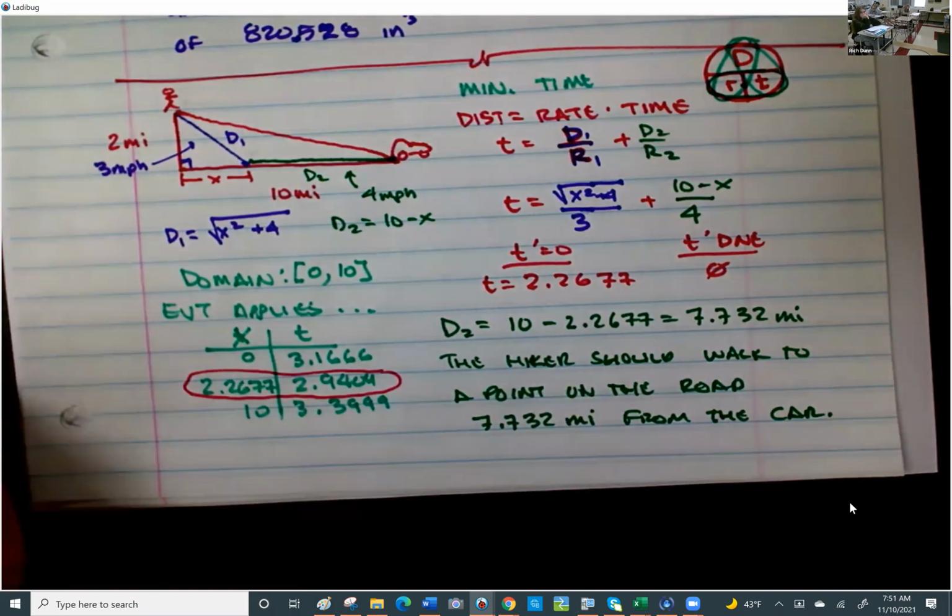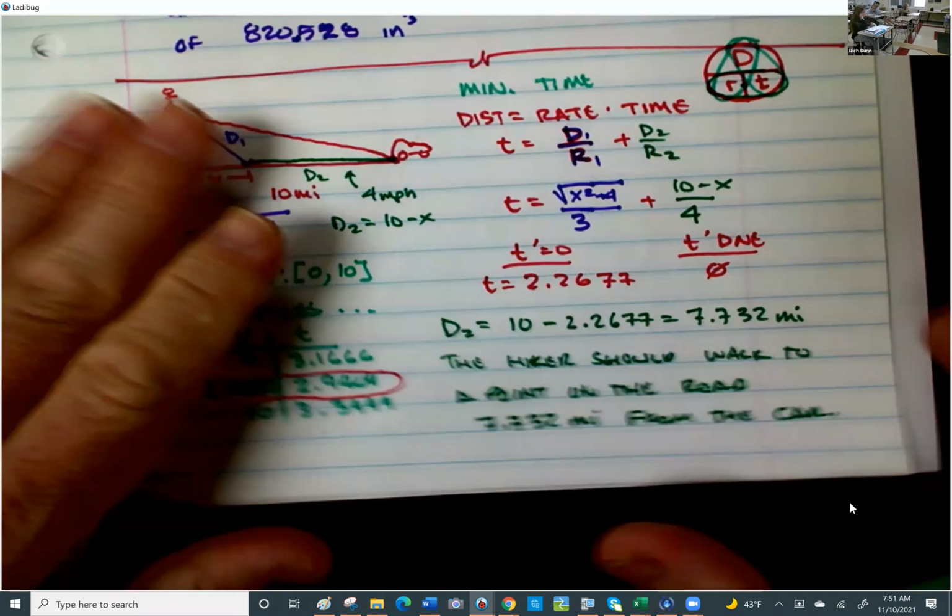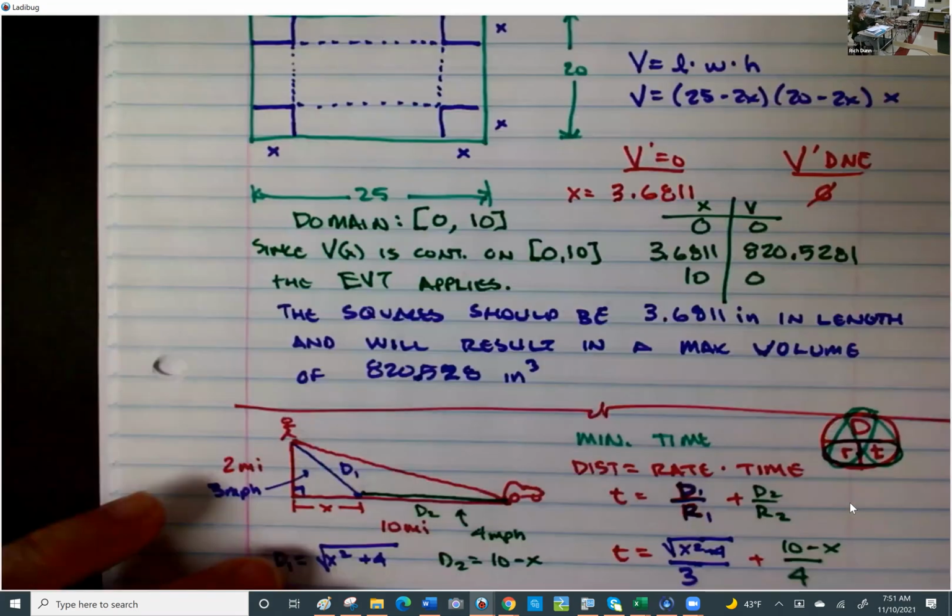The next one says, a campsite in a forest is 2 miles from the nearest point on a straight road. A pond is 10 miles down the road. If it costs $4 per mile to ride along the road and $3 per mile through the forest, towards what point on the road should we ride in order to minimize the cost to ride to the pond? For some reason they set this up as a little toll road, and we can imagine this.